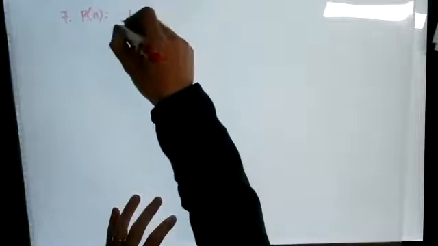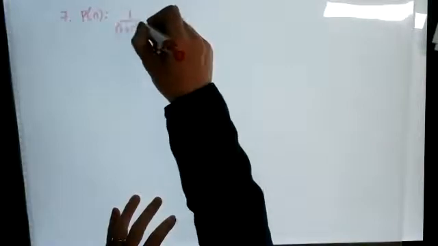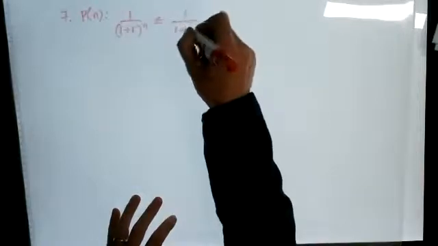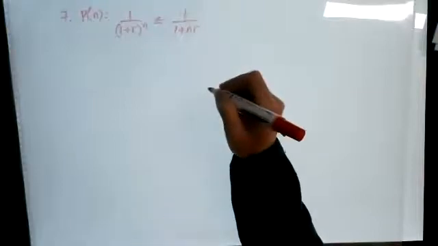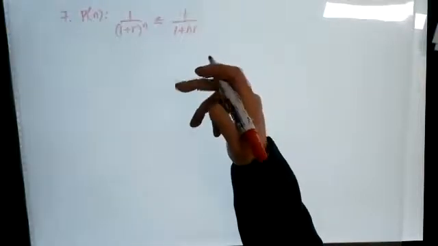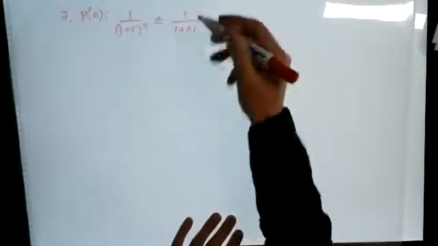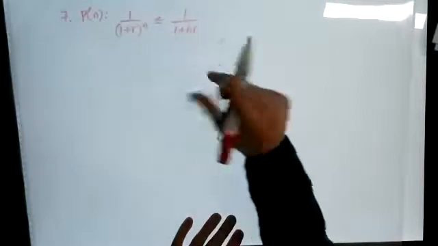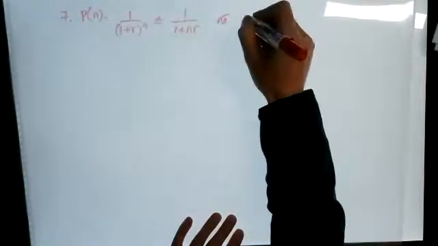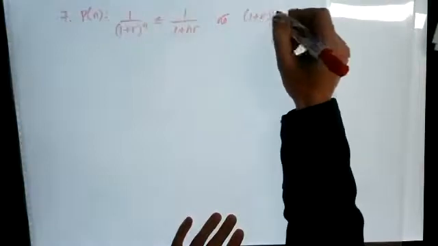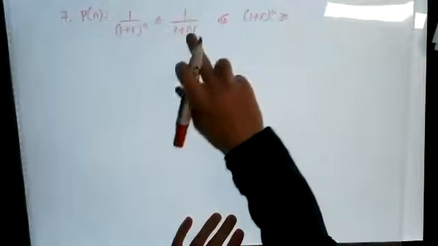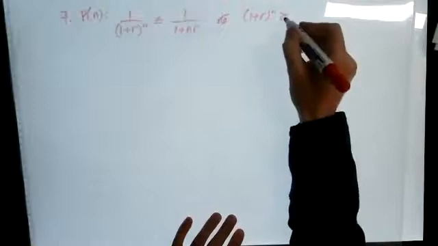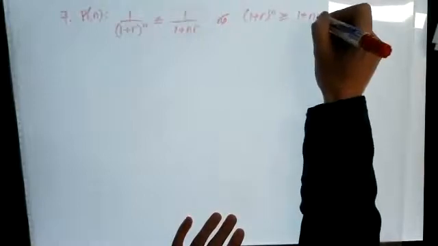So you have 1 plus r to the power of n. And the formula is 1 plus nr. Okay. Now, the 1 plus r to the power of n is greater than or equal to the formula 1 plus nr. So the left side is written as 1 plus r to the power of n is greater than or equal to the formula.